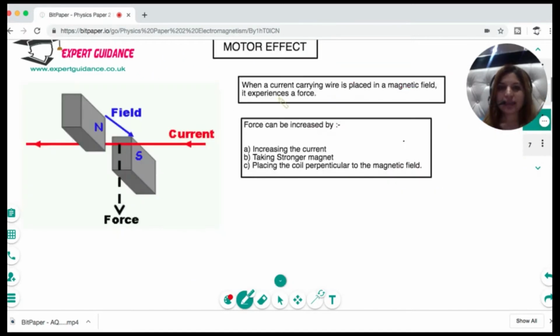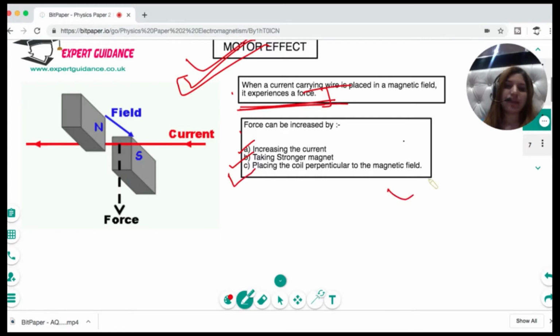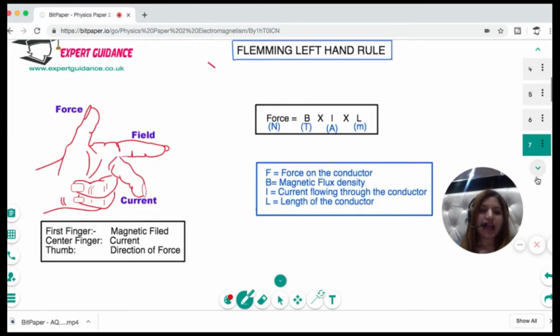Now let's see a very important concept. What is the motor effect? The motor effect says that when you place a current carrying wire in a magnetic field, it experiences a force. The force can be increased by increasing the current, taking a stronger magnet, and placing the coil perpendicular to the magnetic field. Now let's see how we find out how much the force will be and what the direction of the force will be.